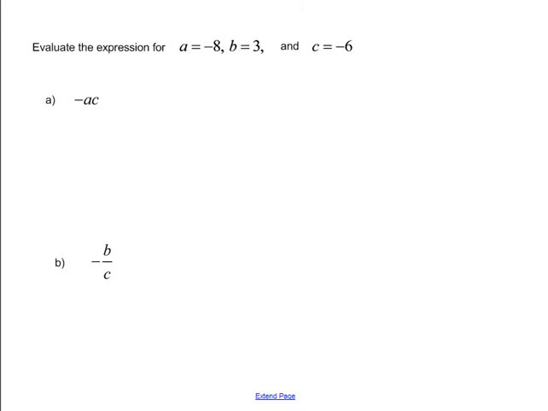Evaluate the expression for a equals -8, b equals 3, and c equals -6. So let's see what we're doing in these problems. In part A, we're going to be taking the opposite of A and multiplying it by C. And notice we know it's multiplication because the A and the C are right next to each other. There's no other operation sign showing there.